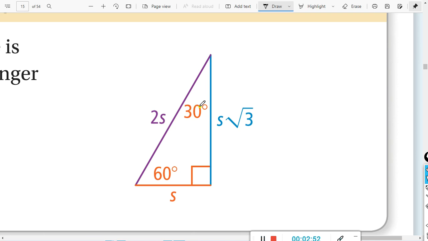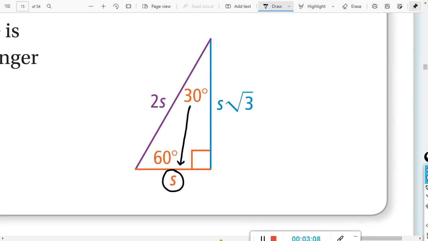Okay, let's look at the diagram. We see the angle measurements of 30, 60, and 90 degrees. If we go across from our 30-degree angle, that side length is S. All right? And if we go across from the 60-degree angle, that side length is S times radical 3. And if we go across from the 90-degree angle, that side length is 2 times S.